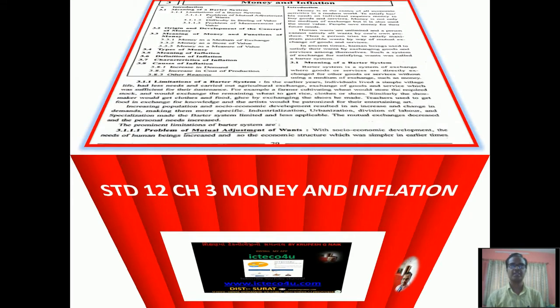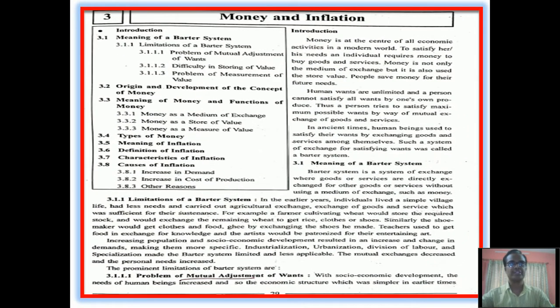Now let's start the third chapter, money and inflation. In this chapter we will discuss the barter system, limitations of the barter system, origin and development of the concept of money, meaning of money and functions of money, types of money. Then the second portion of this chapter is meaning of inflation, definition of inflation, characteristics of inflation, and what are the reasons for inflation. So now let's start our chapter, money and inflation, with the introduction.